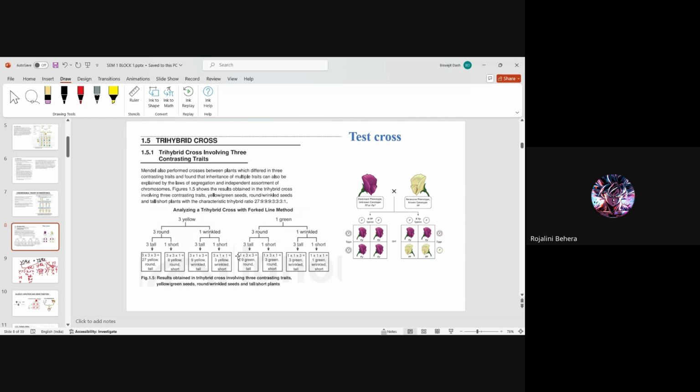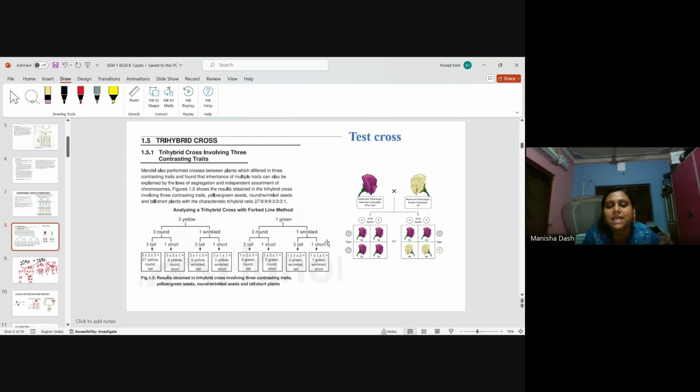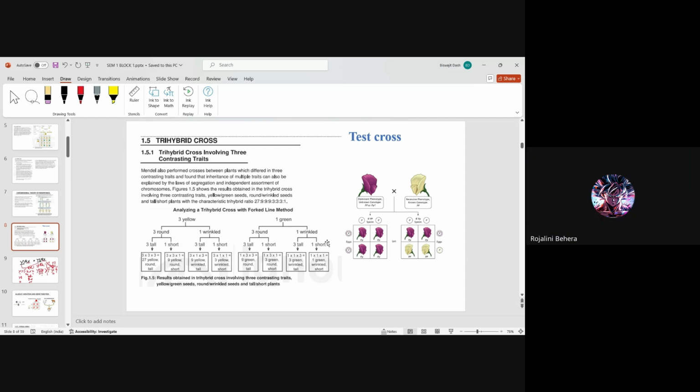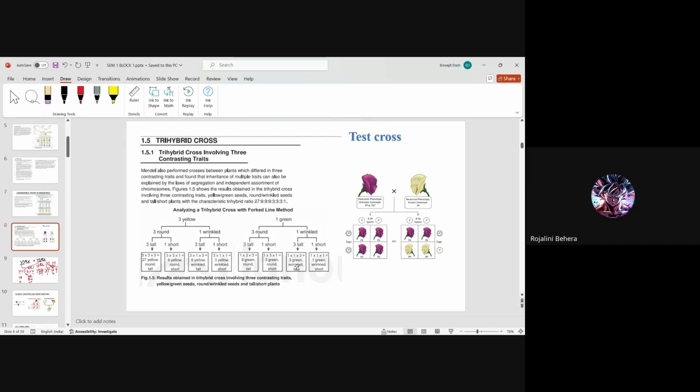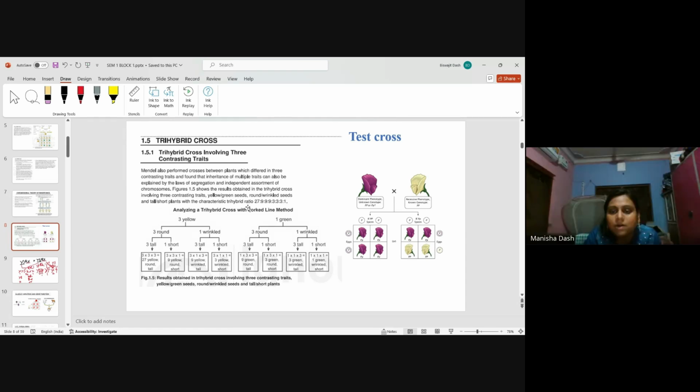So this is a method which is called the fork line method. If you Google also, you will get how exactly it is done. So if you are going for more than a dihybrid cross, you can use this method to predict what will be the possible genotype. So for the trihybrid cross, what is the phenotypic ratio you will get? 27 is to 9 is to 9 is to 3 is to 3 is to 3 is to 1.